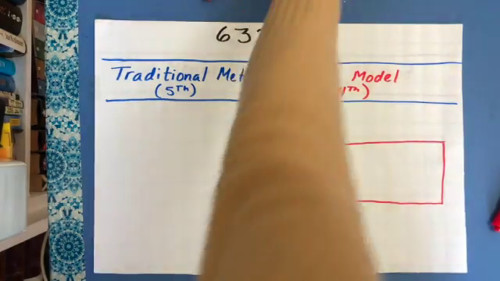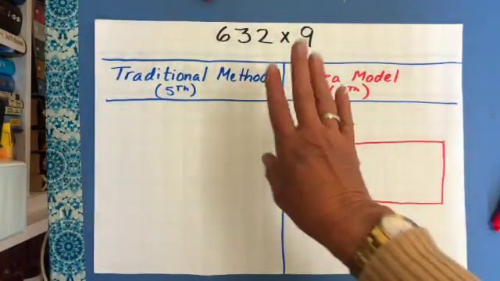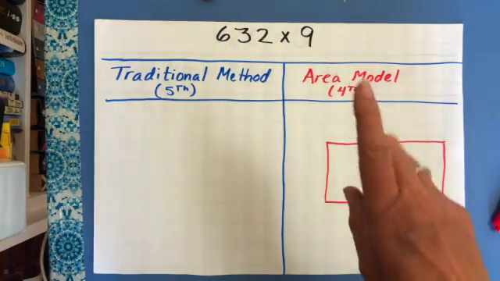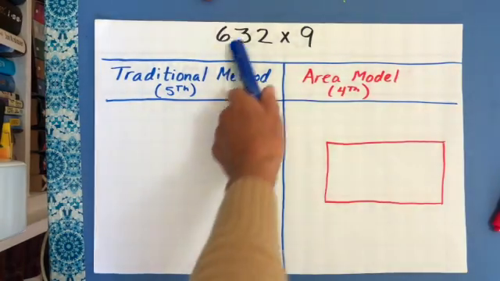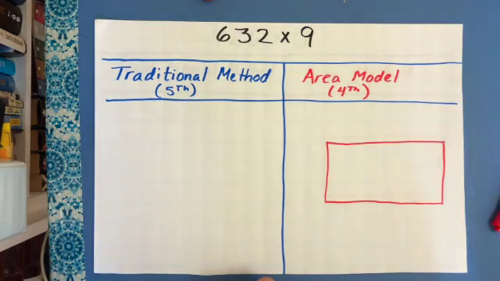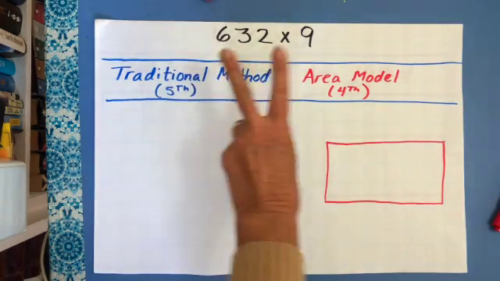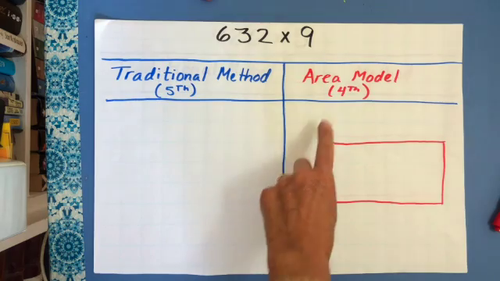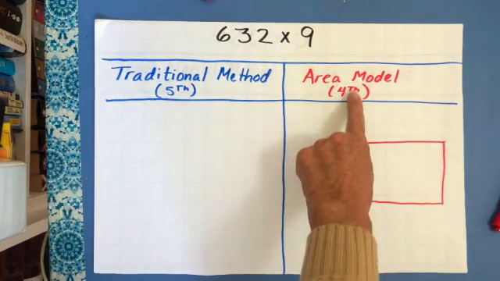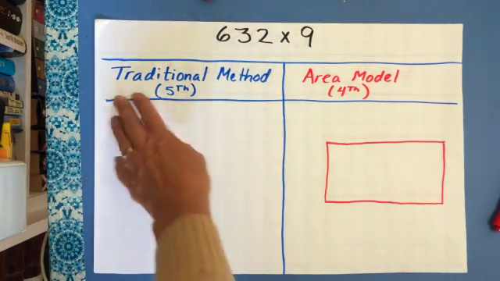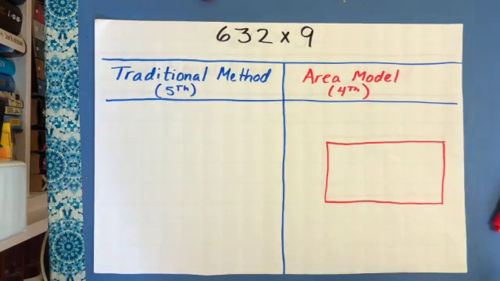All right, this is a video about multiplying 3 by 1 and 4 by 1 digit multiplication problems. So I'm going to go over two different methods. The first method is going to be the area model, which is the 4th grade method, and then I'm going to go over traditional, which is the 5th grade method.